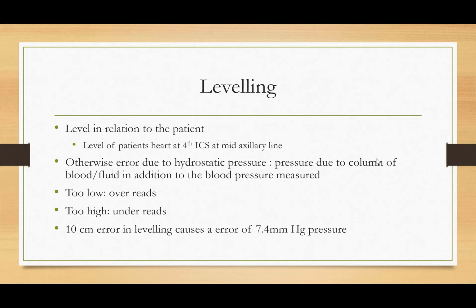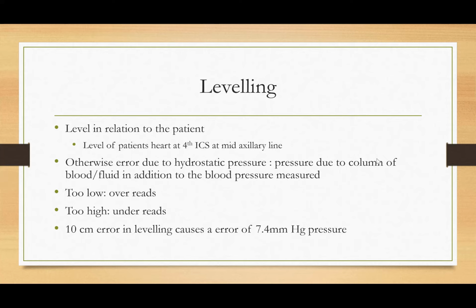While leveling is important. Leveling is done to make the BP measurement at the level of the patient's heart. Leveling is usually done at the level of the patient's heart at the 4th intercostal space in the mid-axillary line. Otherwise error can occur, because if the level is too low, there will be an increase in the hydrostatic column which is being measured in addition to the blood pressure. So there can be an increase in the BP if the level is too low, while if the level is too high, there will be a reduction in the hydrostatic column and the BP measured can be low.